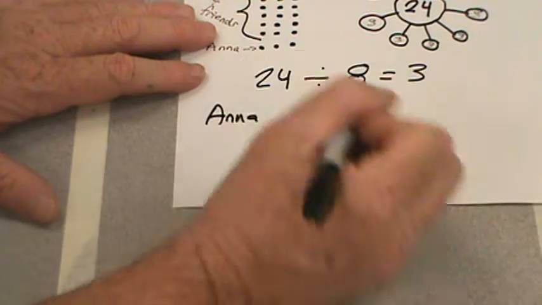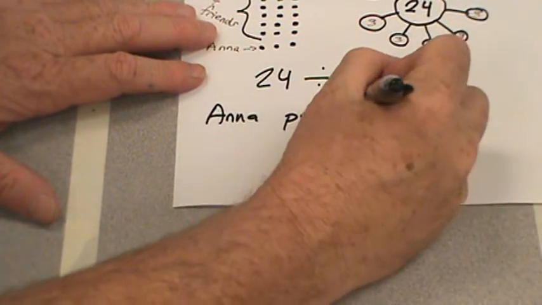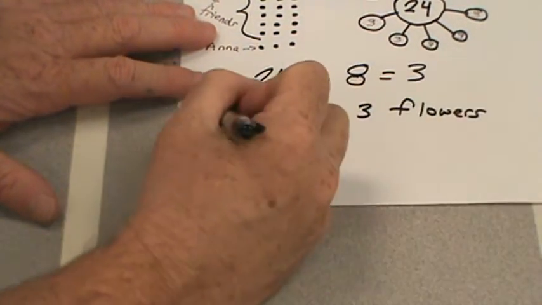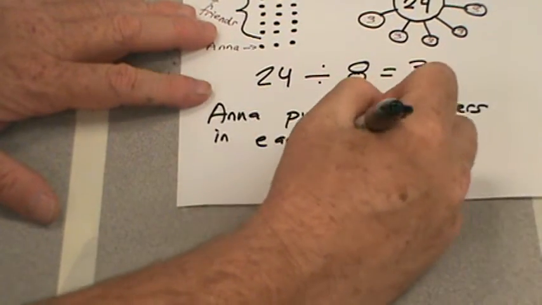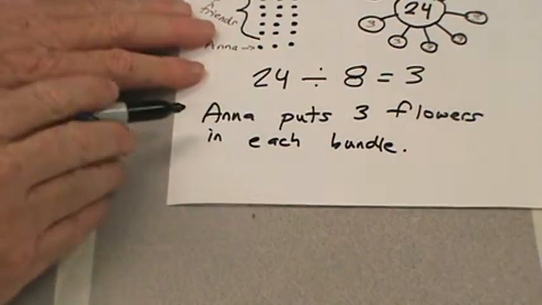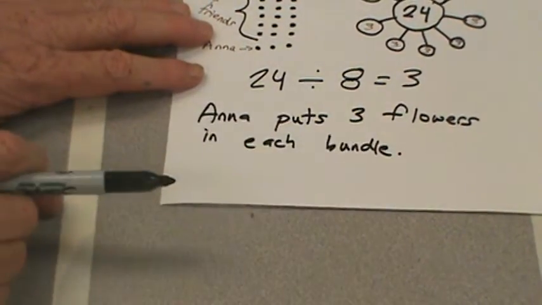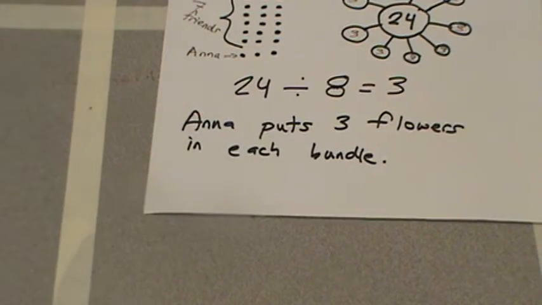Anna puts 3 flowers in each bundle. That's it, B there, just a little sloppy. And also note that every sentence starts with a capital and ends with a period. Every sentence that's written correctly, that's how it works.